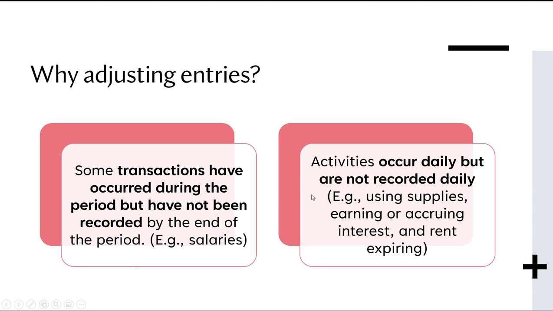The other thing is that there are a lot of activities that occur every day, but of course they're not recorded every day. So for example, the company could be using supplies, earning or accruing interest. So maybe they borrowed some money. Every day they are accruing more interest on that debt, right? But they're not going to pay it maybe for another year or however many months. So the interest needs to be included in your financial statements, okay? And rent expiring is another example. Every day, if you pay for your rent ahead of time or you pay for your insurance ahead of time, you're using some of it up, but you're not going to record that every day.